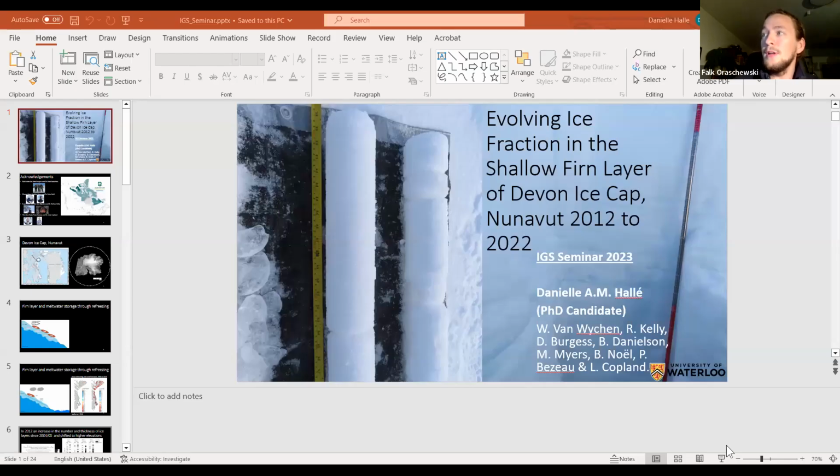Yeah, thank you for your interesting talk. And then we come to our last speaker for today, which is Danielle Halle. She is a PhD candidate at the University of Waterloo in Canada, and she uses field methods to investigate the changing ice fraction in the shallow firn layer on the Devon Ice Cap. She's also a national relations coordinator at the Association of Polar Early Career Scientists in Canada.